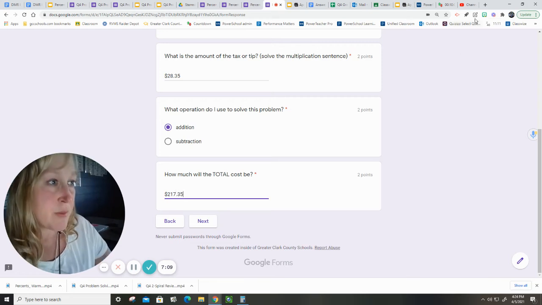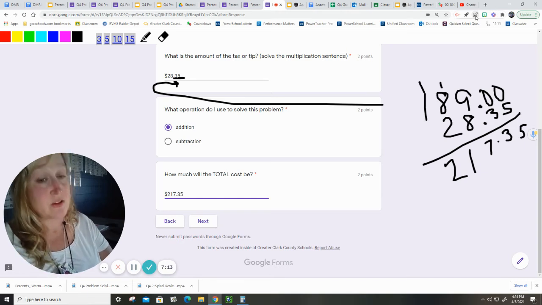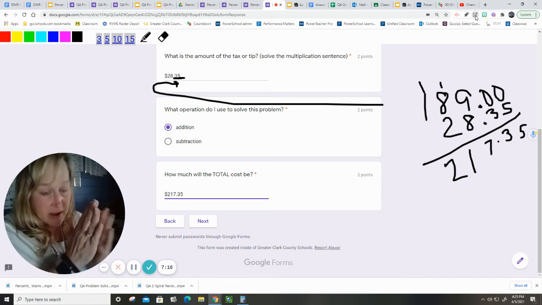$217.35. I want to make sure that I remembered that properly. Yep. So that was what the total cost was. I had to pay for my ticket and I had to pay the tax.